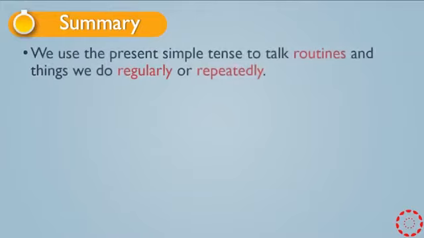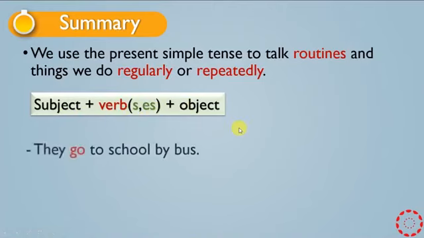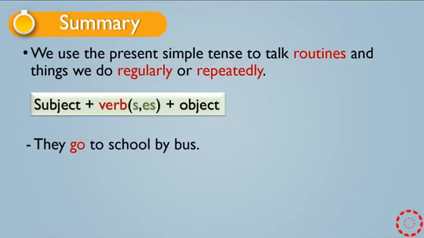And what did we learn today? The summary of our lesson is that we use the present simple tense to talk about routines and things we do regularly or repeatedly. And this is the general form of present simple: subject plus verb plus s or es, plus object. Look at these examples. They go to school by bus.